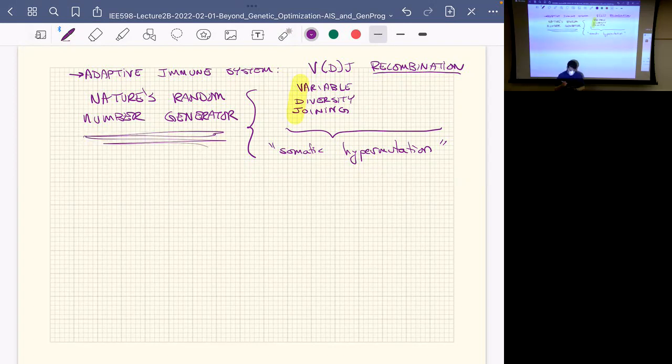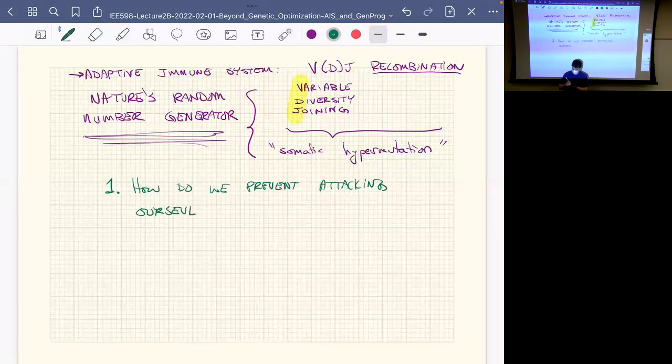But then we say, once we have this variation, we have to solve these two problems. One, how do we prevent attacking ourselves? This is self versus non-self. So this is preventing an autoimmune response, and this is called autoimmune regulation.